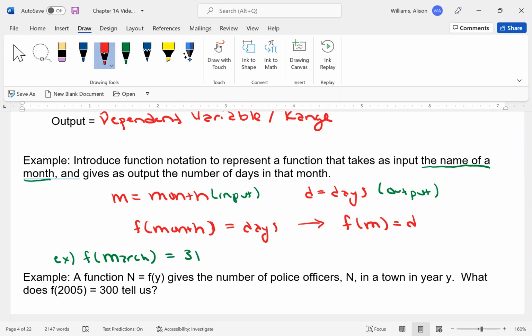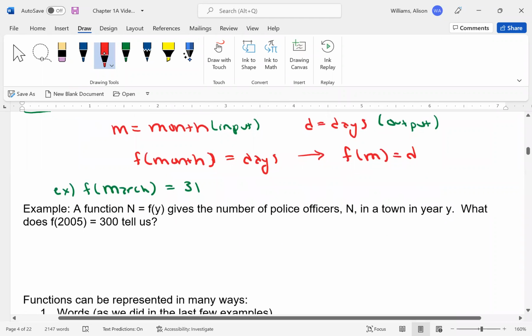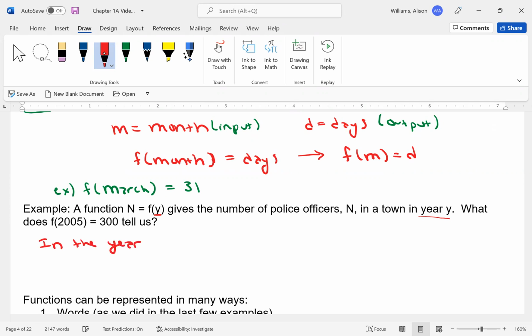All right. Let's look at another one. This one, we're told the function n equals f of y, and that represents the number of police officers, that's the n, in a town in a year y. So what does f of 2005 equaling 300 tell us? Based on the fact that 2005 corresponds to the year, because that's right there next to the f, in the year 2005, the town had 300 police officers. Pretty big town.